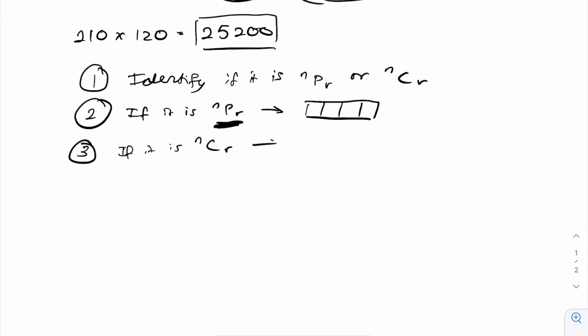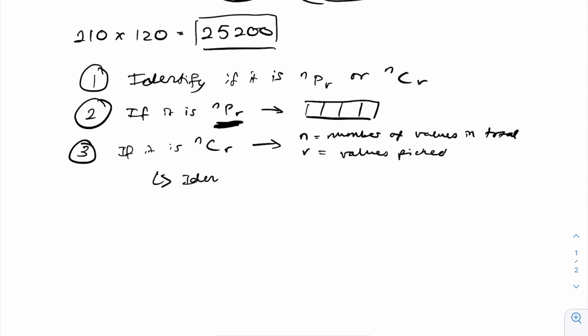Step 3, if it is NCR, then see the n. Remember, n is the number of values in total. And r is the values picked. And using this, identify the different scenarios. And as well as this, identify if you work forwards or backwards. So what I mean by that is, do you look at the number of combinations where it doesn't work and then subtract it from the total number of combinations, or do you just take the number of combinations that do work?